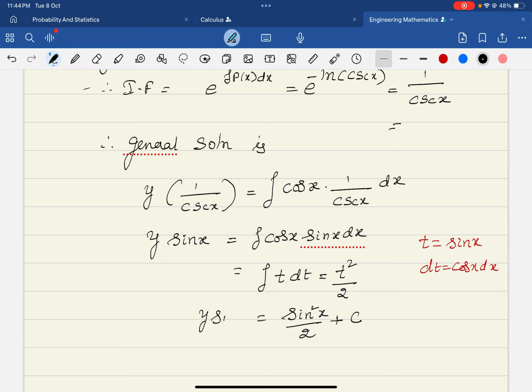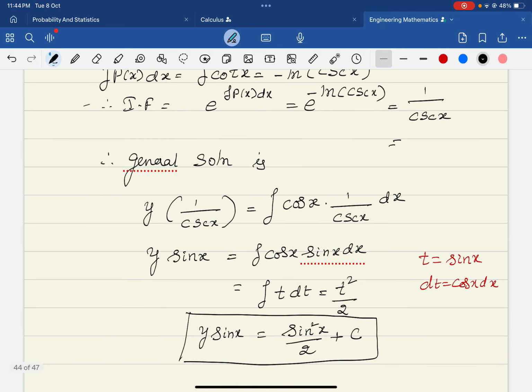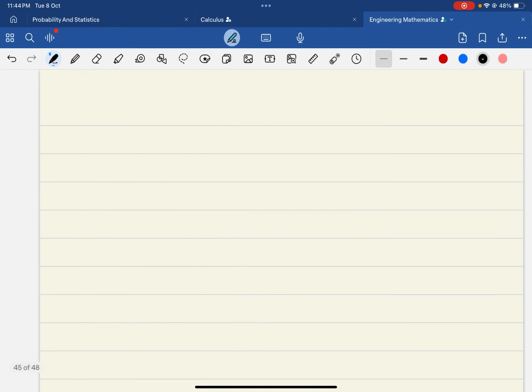What is this? This is y sin x. So this is the general solution. I hope with this you could understand how to solve the problems which are linear differential equations. One more problem I will do, and I will wind up this session.